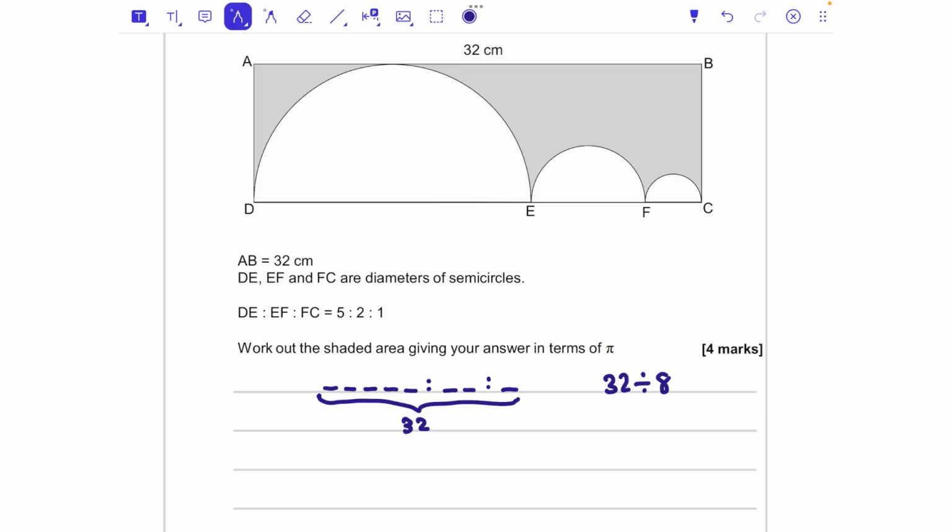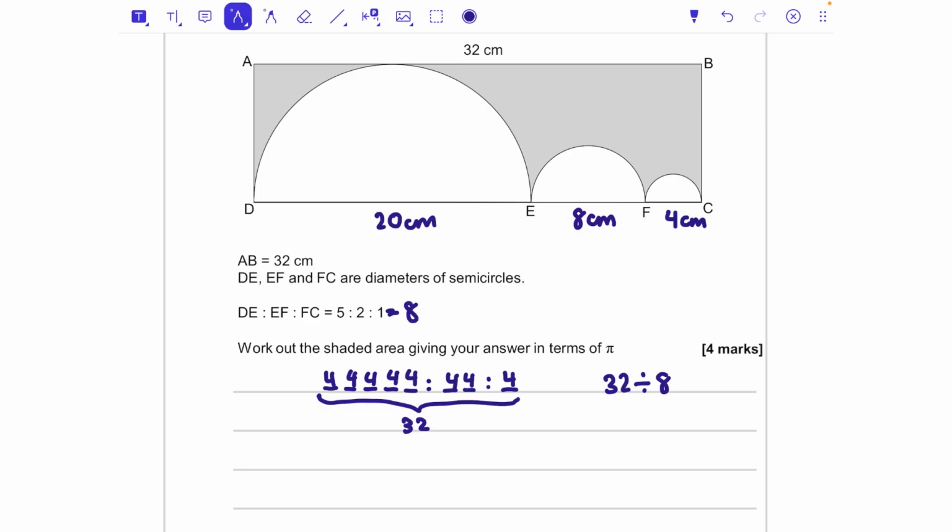32 divided by 8, and you might be thinking, well, why are we doing 32 divided by 8? We've got 8 little lines here all together in our ratio. They add up to 8. So 32 divided by 8 is 4. So each of these lines has 4 on it. So the first one is 20 centimetres, because that's 5 lots of 4. The next one is 8 centimetres, that's 2 lots of 4. And the third one is 4 centimetres. There we go.